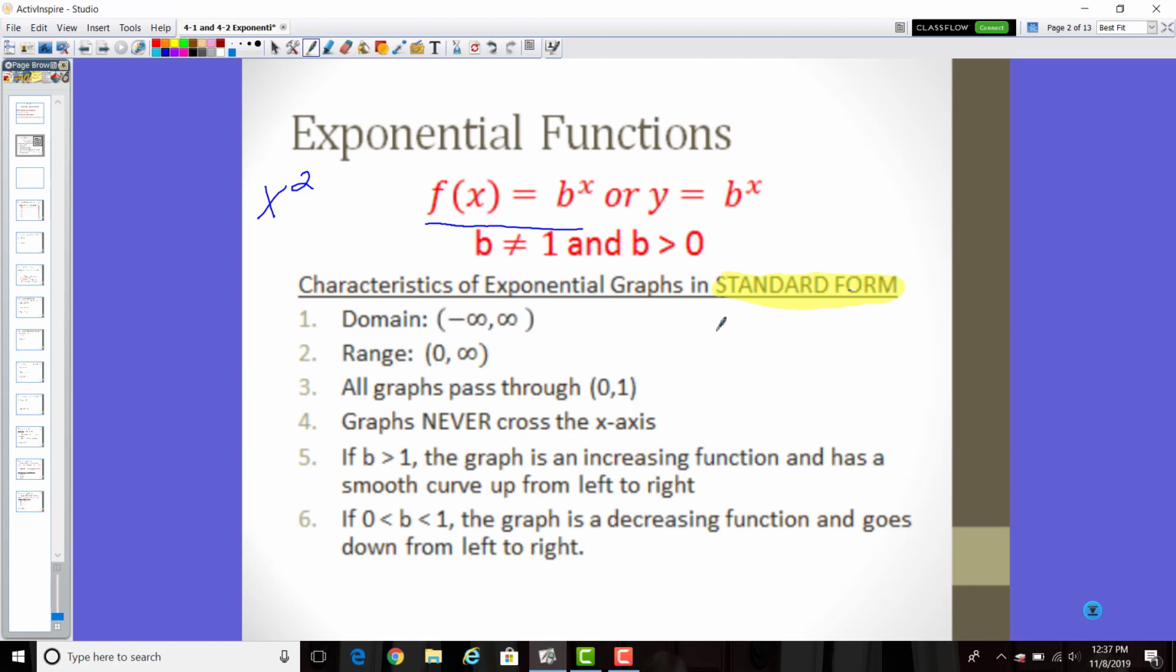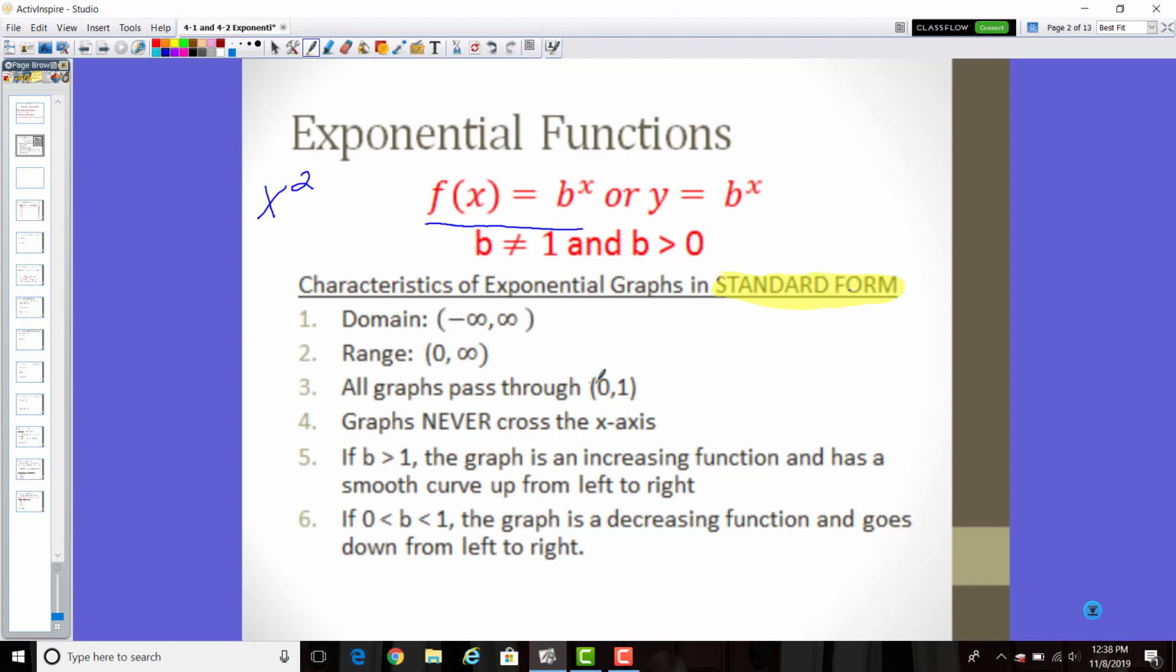When an exponential function is in standard form, its domain is always going to be all real numbers, meaning we can plug in any real number x. Whatever number we plug in for x, if it is in standard form, our range will be from 0 to infinity. Notice that parenthesis there means that 0 is not included, so our range is going to be any y value greater than 0.